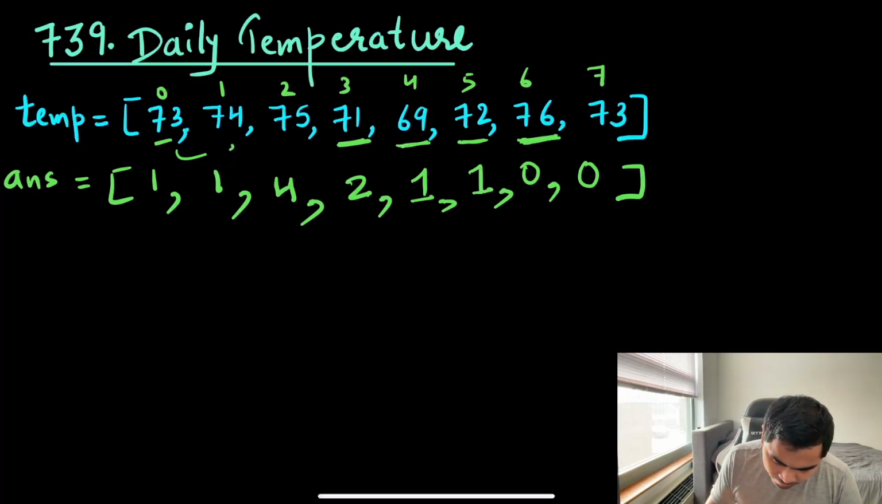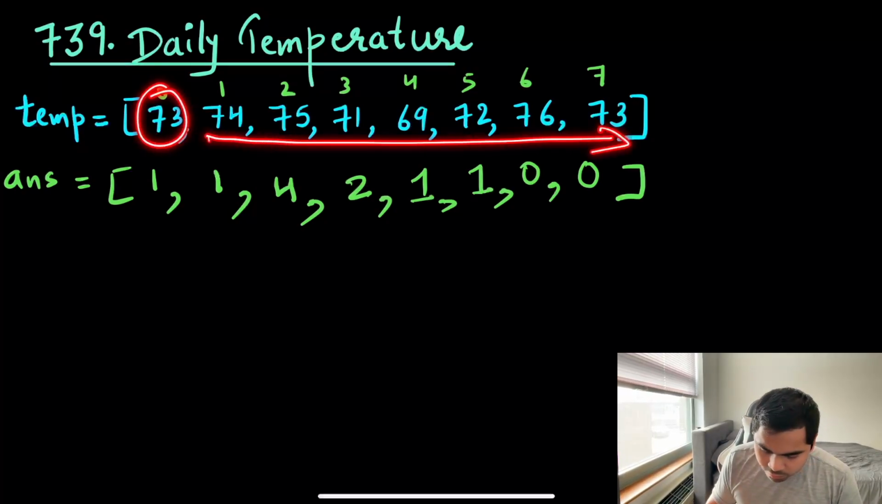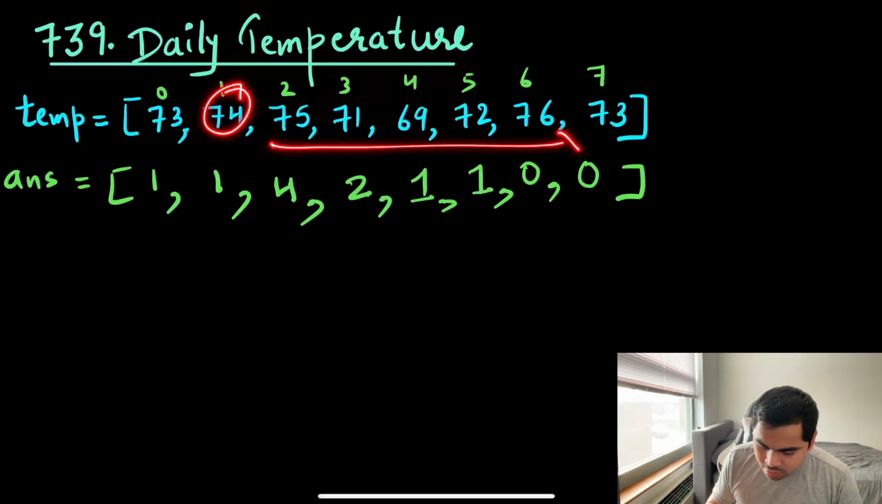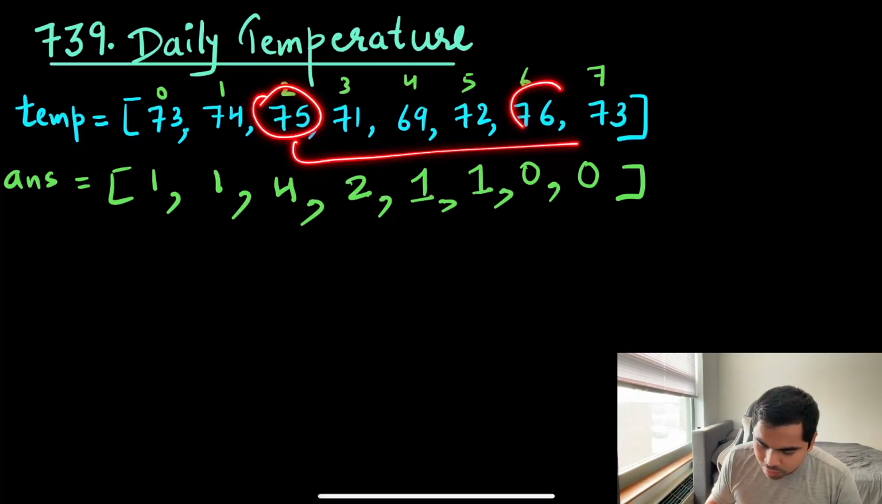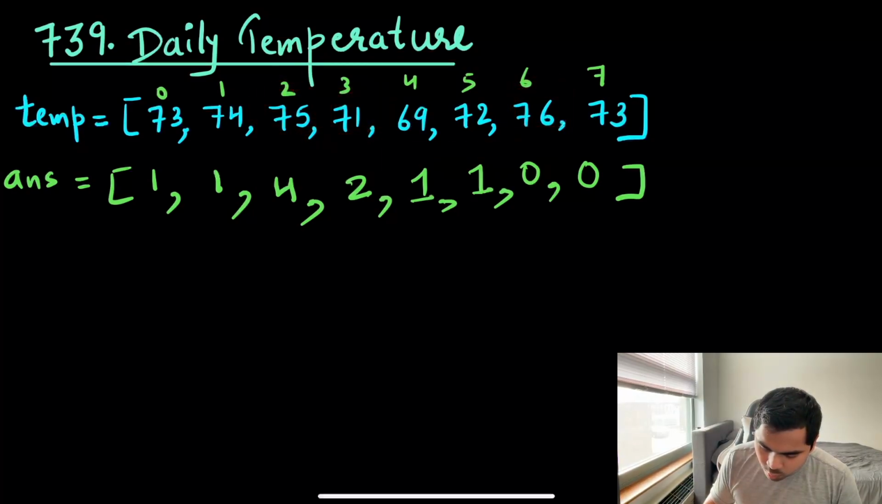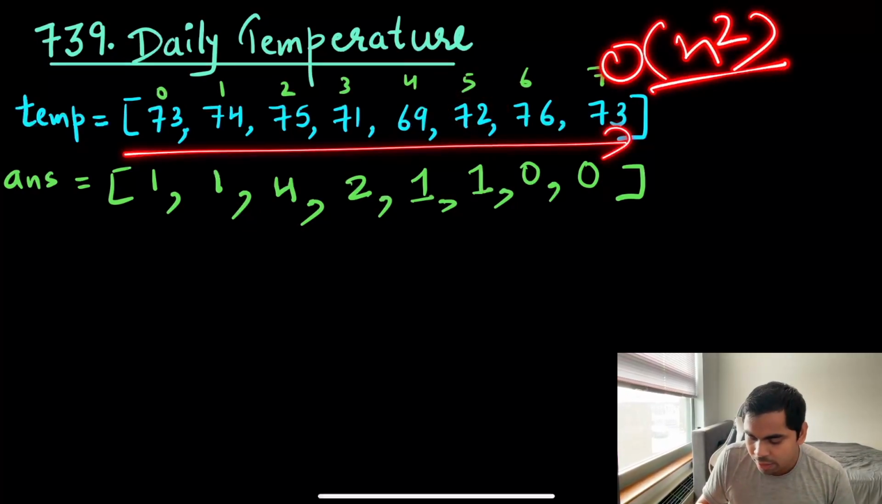So one of the ways would be to just follow this brute force approach that we just did right here. It will be O(n squared) time complexity, because for each temperature, for each day, we are trying to look for a greater temperature. That's what we just did for each of them. Like for this, we found over here. For 71, we found 72.